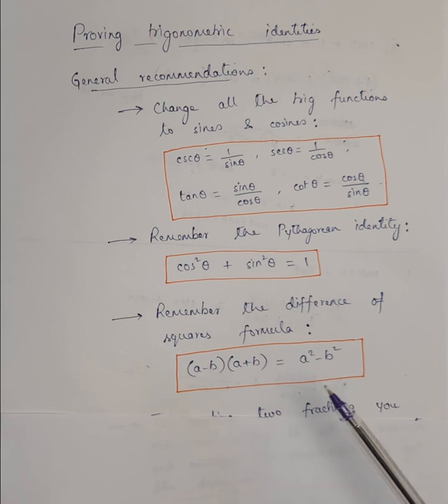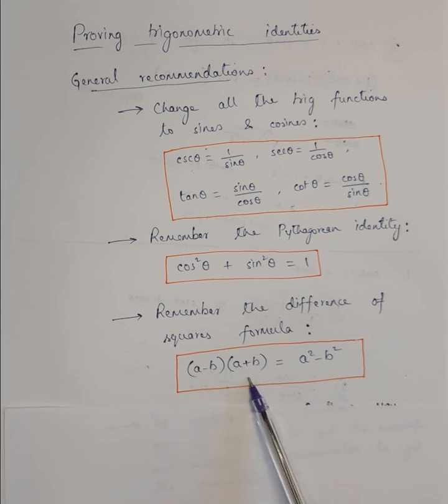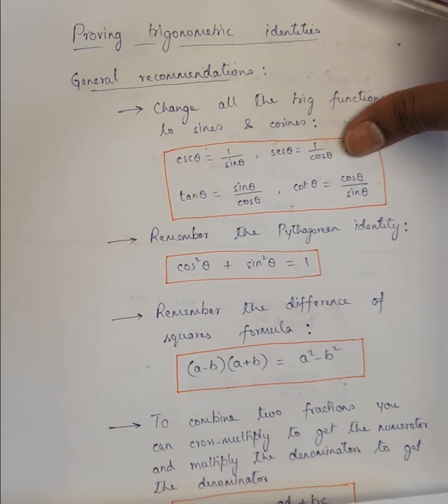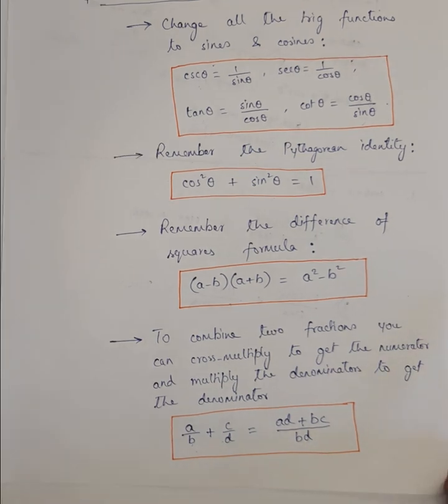And then there is the difference of squares formula from algebra we want to recall. A minus b times a plus b equals a square minus b square. This gets used quite a lot. And finally, to combine two fractions, like if you have to add a over b plus c over d, the fastest way is to cross multiply and get the numerator, ad plus bc. And then to get the denominator, you simply multiply the denominators. So these are some of the fundamental steps we need to take.